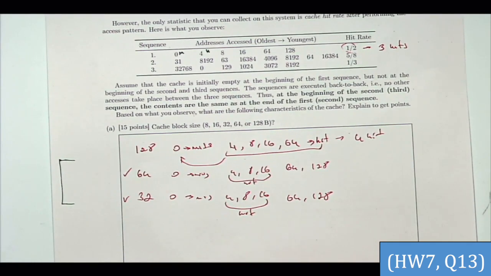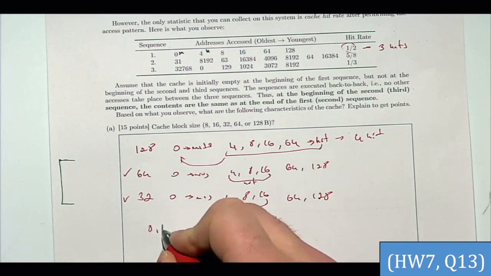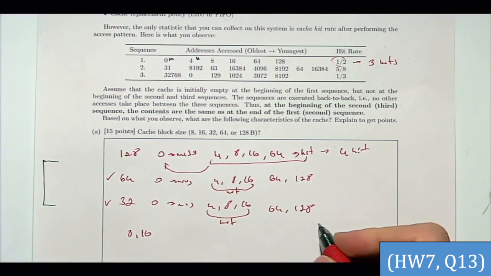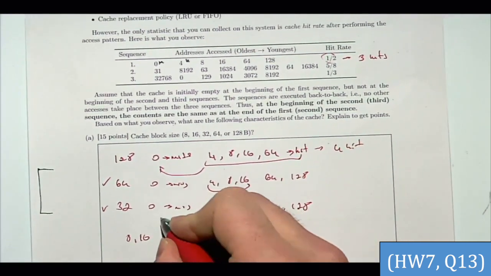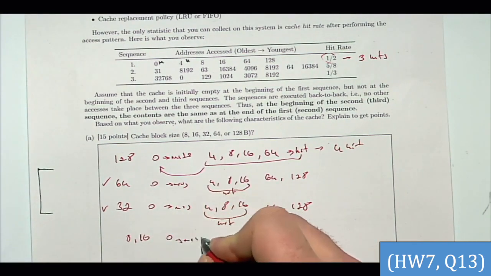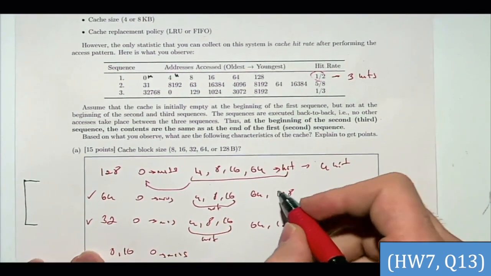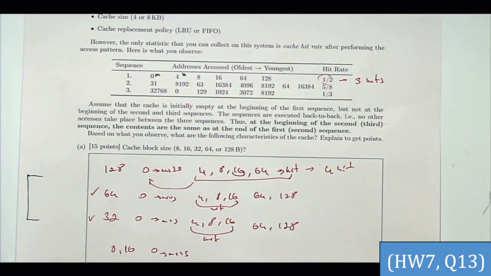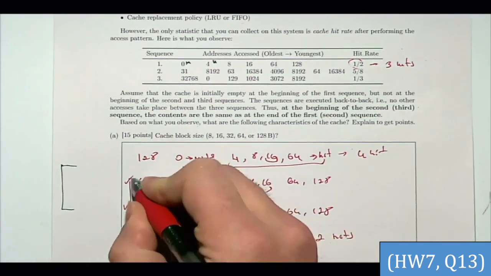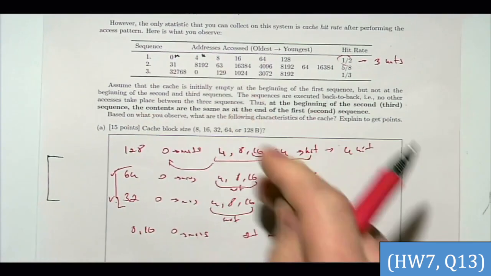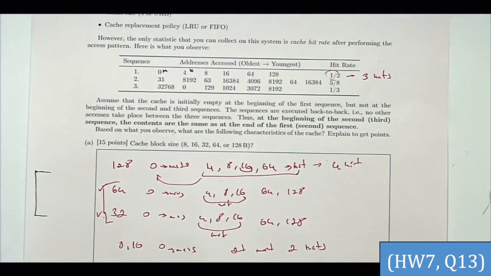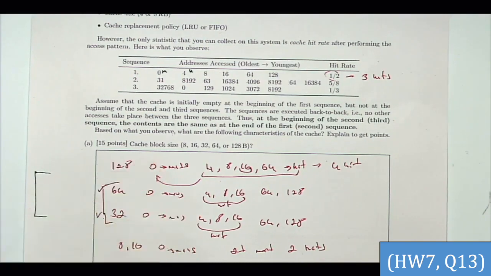And for the last option, we have 8 and 16. But for these, well, 0 will be a miss again for both of these. And for both of these, actually, we won't be able to include 16. So basically, we will end up with at most 2 hits. And this is not going to work as well, at most 2 hits. So, okay, we are in between 32 and 64. We need to look at the second sequence in order to say that this is the cache size.